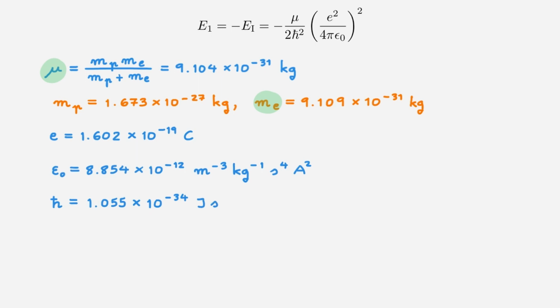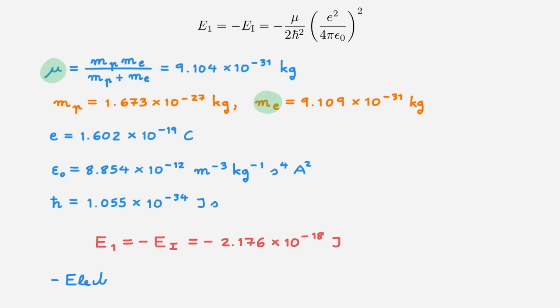Plugging these numerical values into the expression for the ground state energy of hydrogen, which is equal to minus the ionization energy, we get minus 2.176 times 10 to the minus 18 joules. When we work with atomic systems, the SI unit of energy, the joule, is actually not a very useful unit because we end up with very small values like the one that we just got.